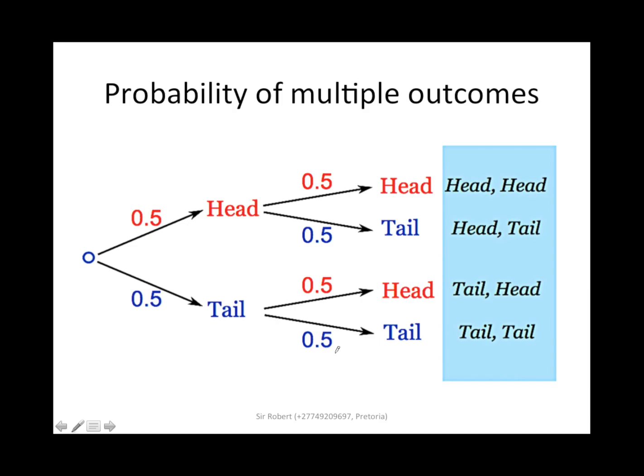If they ask you the probability of getting 2 heads, the probability of getting 2 heads is equal to the probability of H and H. So it means 0.5 times 0.5, which becomes 0.25.